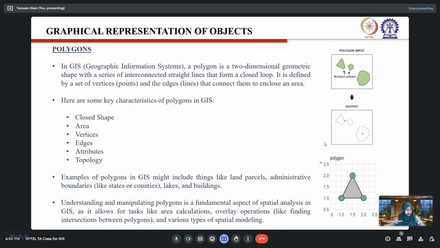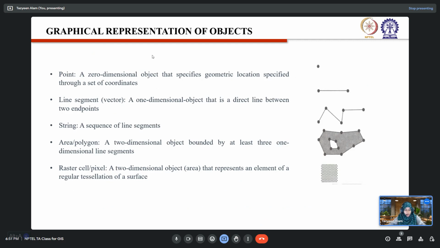Okay, so let us get back to our discussion. Moving further with the graphical representation of objects, we have understood the following: a point, which is a zero-dimensional object, specifies the geometric location through a set of coordinates. In case of a line segment, which is your vector data, a one-dimensional object, a direct line between two endpoints is represented. A string, that is a sequence of line segments, is defined by this specified name, and it is also used in your GIS representation.